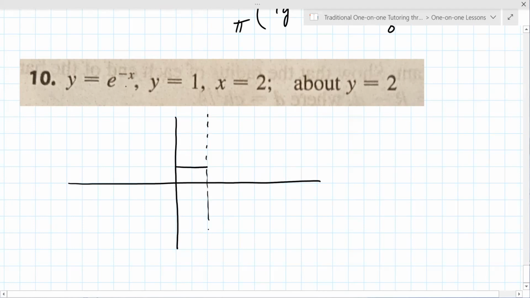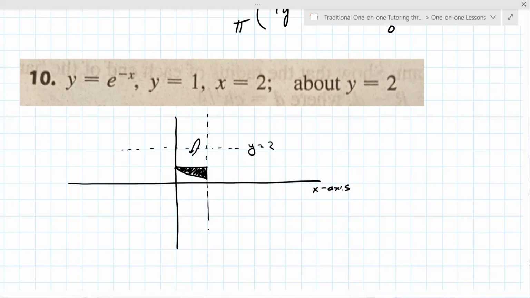So when you put 0 in for x, you get e to the 0, which is 1. When you put 1 in, it's 1 over e. So it's kind of down here. Hope that's not too small, but it's this region right here. But this time you're revolving it around this line up here. It's because it's parallel to the x-axis. That's an x integral. So this is what you want to use the washer method here again.